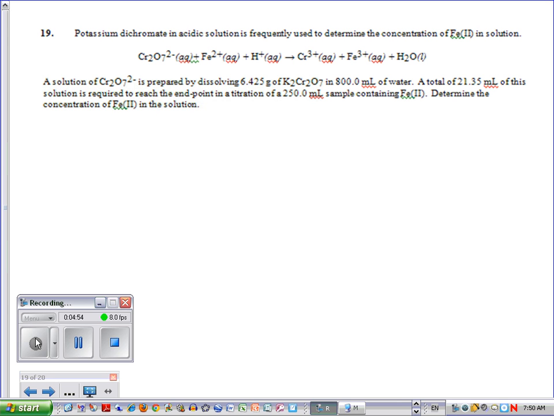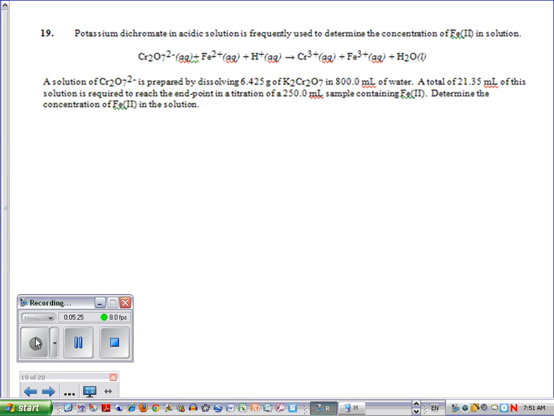An equation is given to you to represent what's going on in the actual titration that's happening here. A solution of dichromate is prepared by dissolving 6.42 grams of potassium dichromate in 800 mL of water. A total of 21.35 mL of this solution is required to reach the endpoint in a titration of 250 mL sample containing Fe+2.